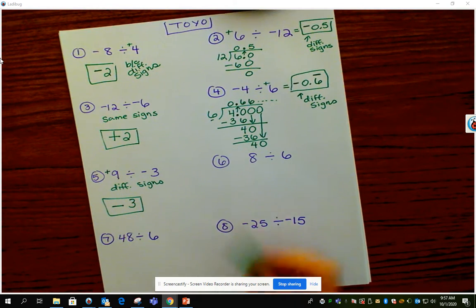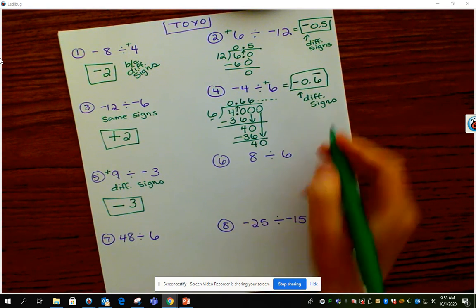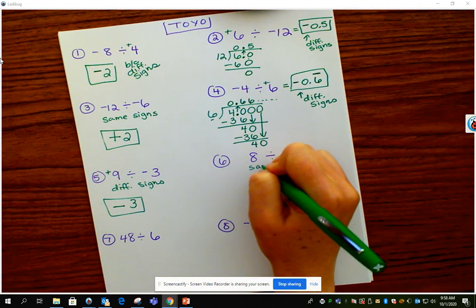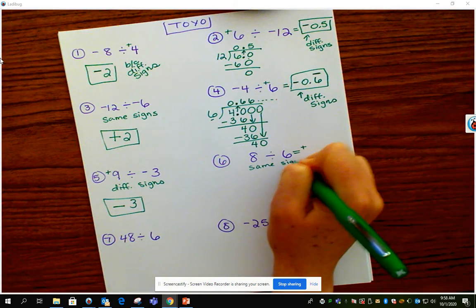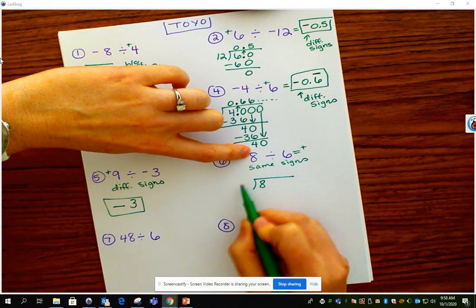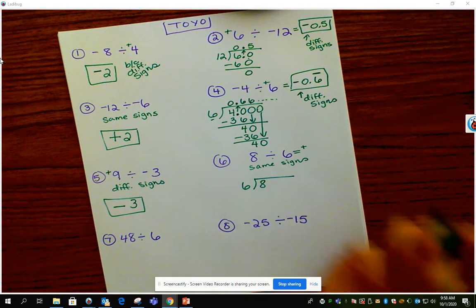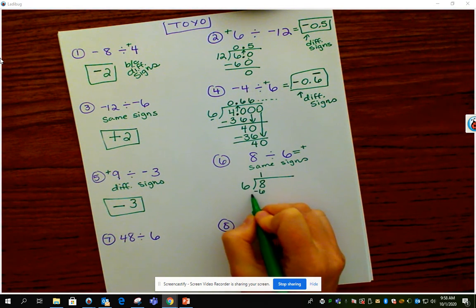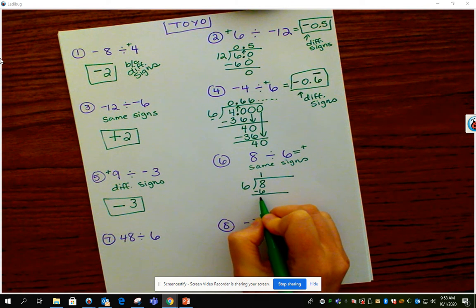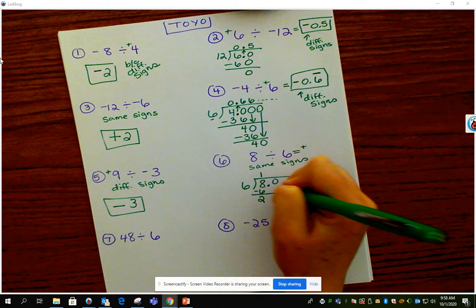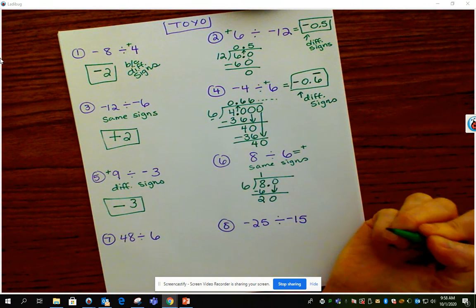Okay, here, these are both positive. So I know my answer is going to be positive because of same sign. And then I'm going to do my dividing. So 8 divided by 6. So 6 goes into 8 one time. 6 times 1 is 6. And when I subtract, I have 2 left over. But I need to add a decimal and a 0 and pull that down to keep going.